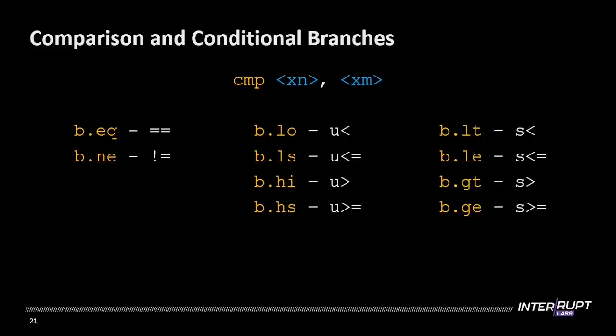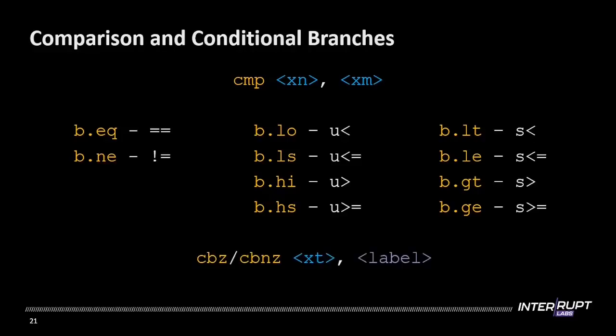So, for example, BEQ will only branch if the registers were equal. There are different greater and less than conditional branches, depending on if you want to treat the registers in the comparison as signed or unsigned. The naming is a bit confusing. Lower, lower or same, higher, higher or same for unsigned, less than or equal, greater than or equal for signed, but you don't need to memorize any of this.